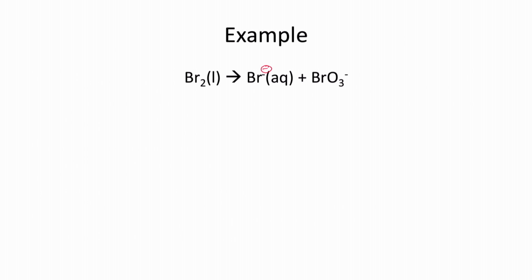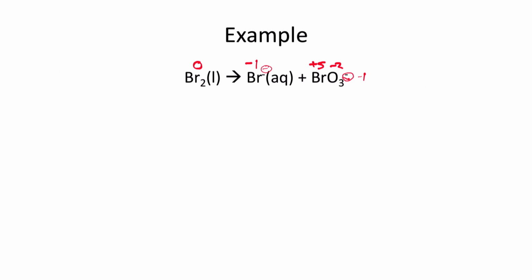So let's look at the oxidation numbers. Here the bromine has an oxidation number of 0. Here it's -1. And for this case, it's a little bit different. The oxygen is -2. I have 3 of those, so that's -6. That means that this bromine has to be +5, since +5 and -6 gives me an overall charge of -1.